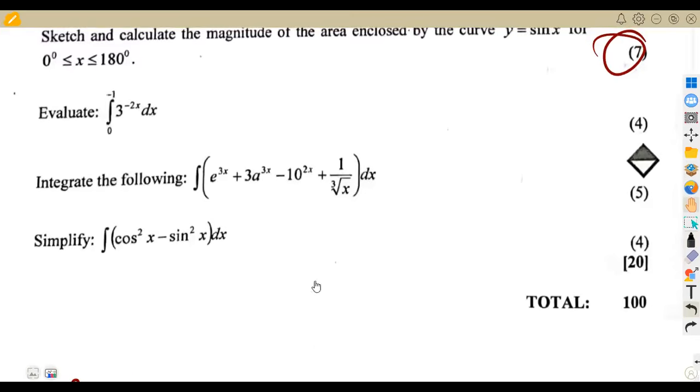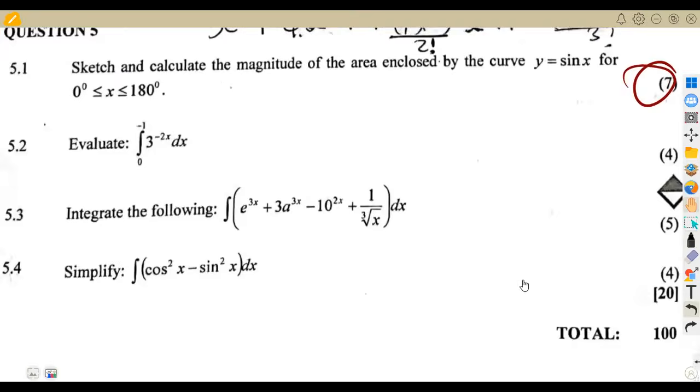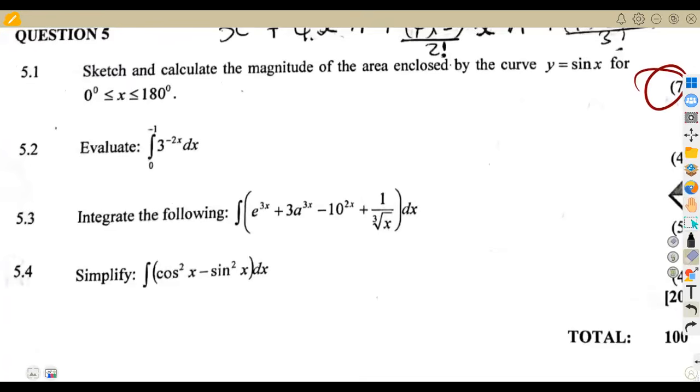4 marks for this one. Evaluate the integral. We had this part on our derivatives, to differentiate something of this nature, but this time they want us to find the integral of this, and we're given the limits here, -1 to 0. How is this a -1? The upper limit is supposed to be positive, but according to what you're given, they gave us -1.